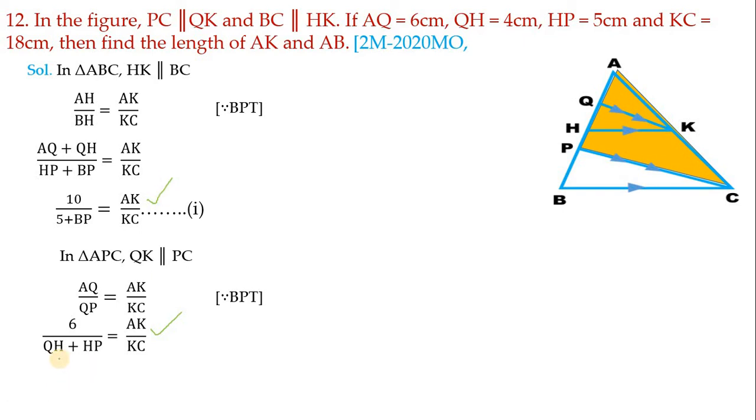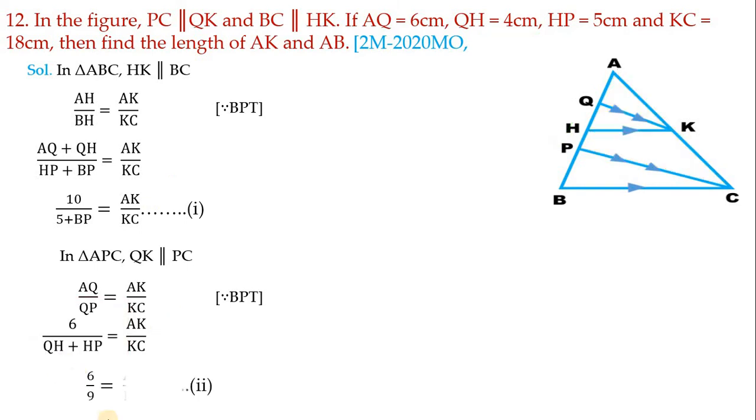So before that, here we can substitute the values. Where is QH? QH is 4 cm, so here I can write 4 cm. And HP, where is HP? HP is here and the HP measurement is 5. So here I can write 5. So 4 plus 5, how much? That is 9.